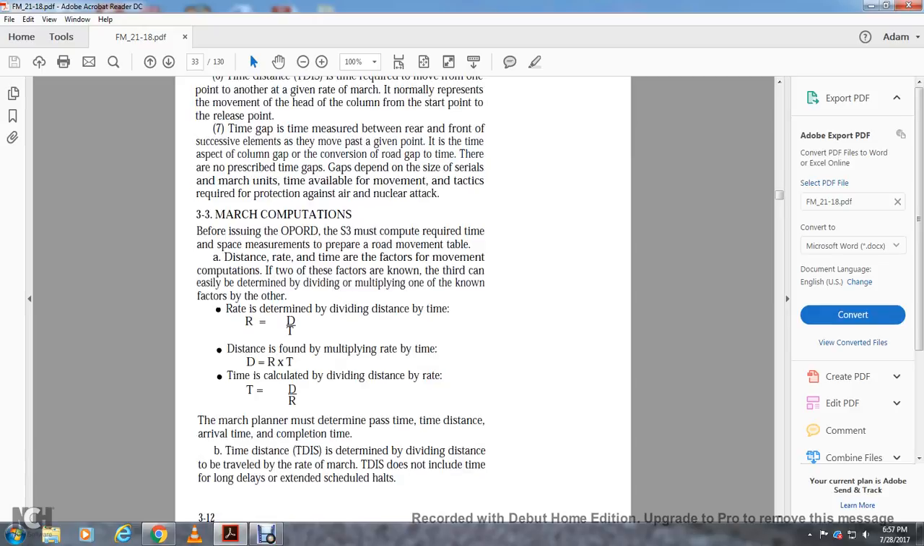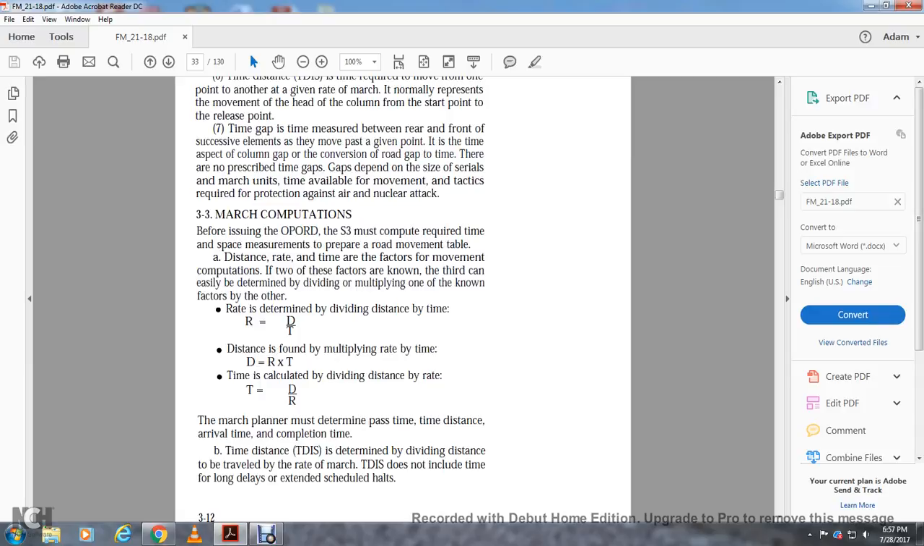All right, march computation. Before issuing the operation order, the S3 must compute the required time and specified measurements to prepare the road movement table. Distance, rate, and time are the factors of movement. In the computation, if two factors are known, the third can be easily determined by dividing or multiplying the known factors.